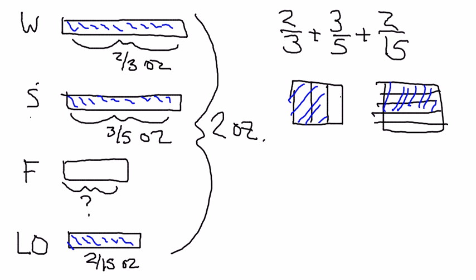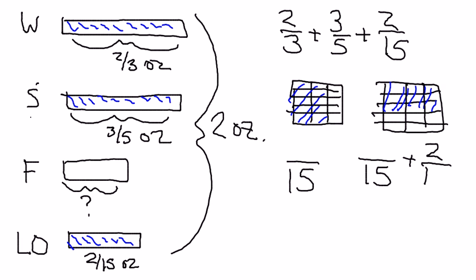Now I've got to transfer my lines over, and I can see that I have 15ths, 15 equal parts in each of them. I'm going to rewrite my fractions. 2/3 is some number of 15ths, and 3/5 is some number of 15ths. Oh my goodness, look at that. I ended up with 15ths, which happens to be what my last fraction already was. That makes life easy. So I'll just transfer that down.